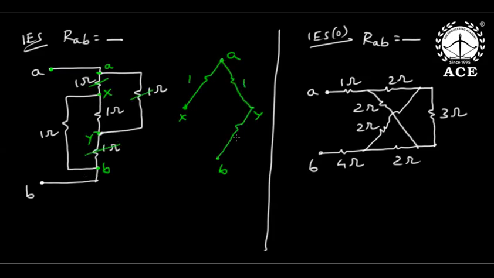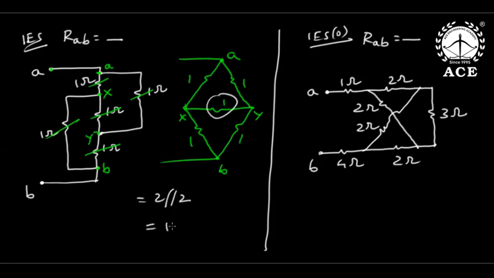Okay, B to Y 1 ohm. B to X 1 ohm. Then X to Y 1 ohm. And you are looking between A and B. Now it is a balanced bridge, so current cannot flow. So 2 in parallel to 2, answer is 1 ohm.